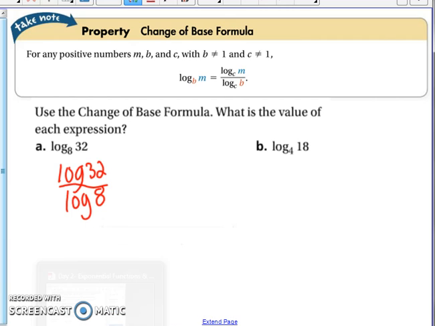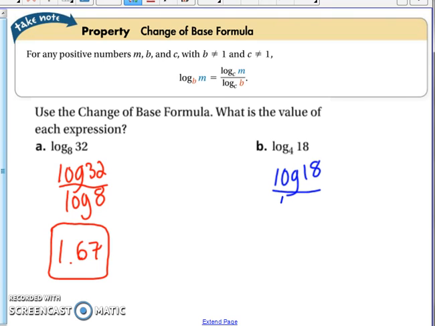We could have solved it using what we learned in the class before, making the bases the same. But sometimes we won't be able to do that, and in those cases, we can use the change of base formula. So log base 4 of 18, we would rewrite as log of 18 over log of 4. Again, if we plug that in the calculator, it's going to end up being 2.08.